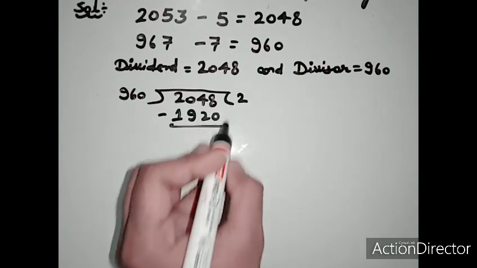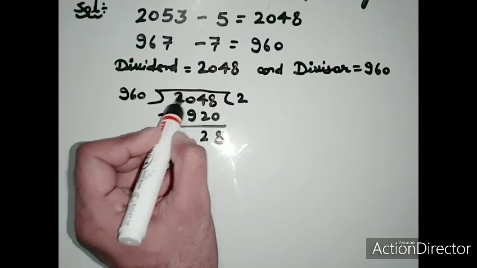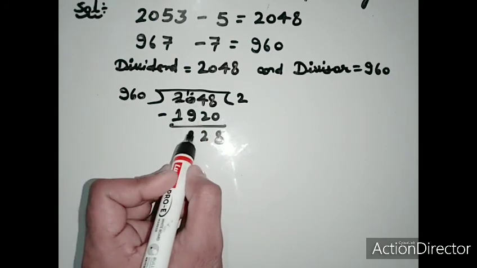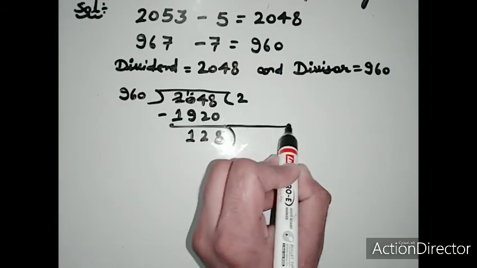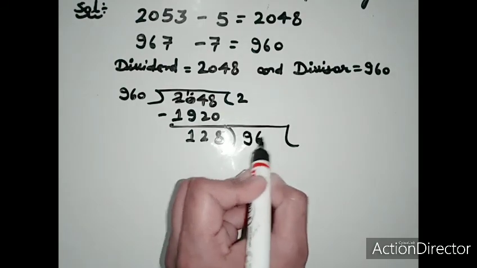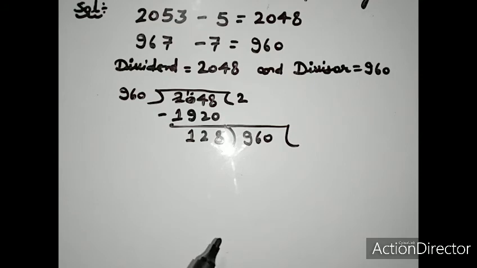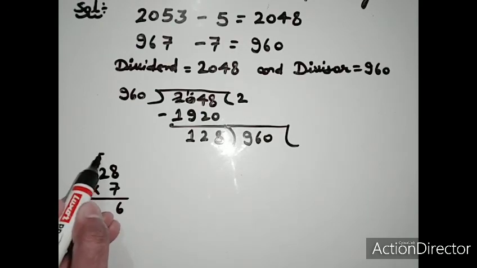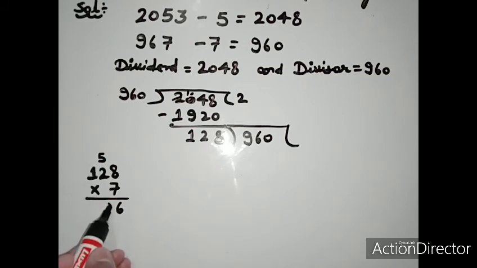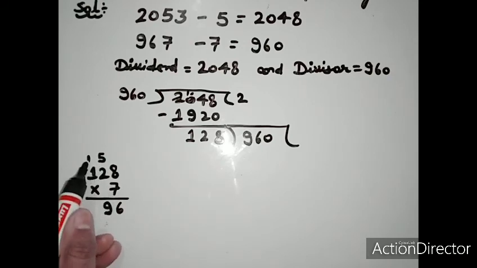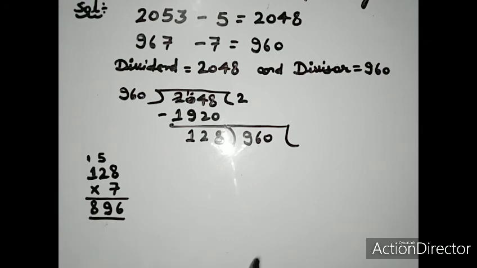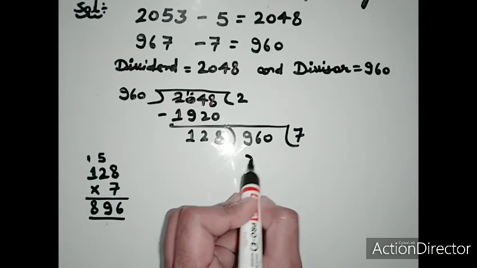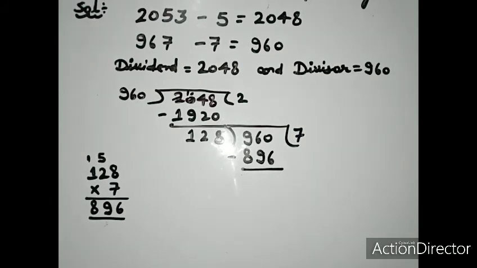So here we subtract 1920 from 2048. Okay, so 8 minus 0 8, 4 minus 2 2, take 1 carry from here and we get 128. Now we take 960 as a dividend here and 128 divide 960 7 times. So 128 multiply by 7. 7 8s are 56, 6 5 carry here, 7 2s are 14 and 14 plus 5 19, 9 1 carry here, 7 1 just 7 and 8, 896.